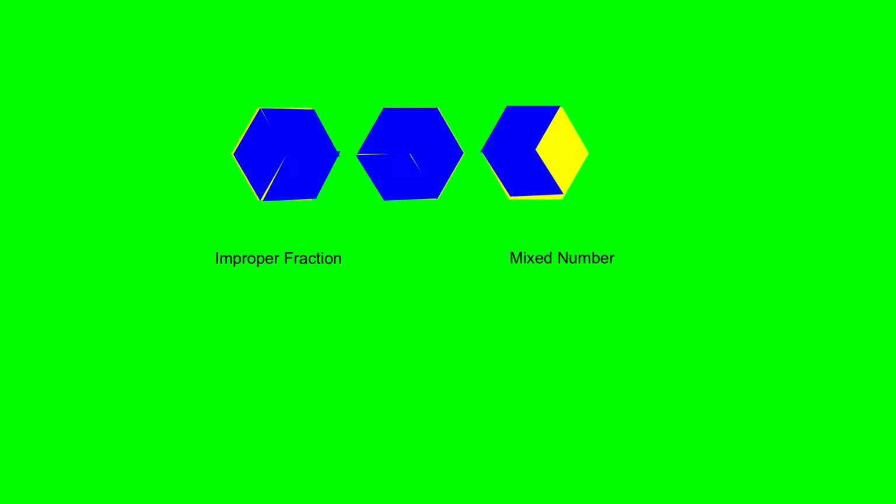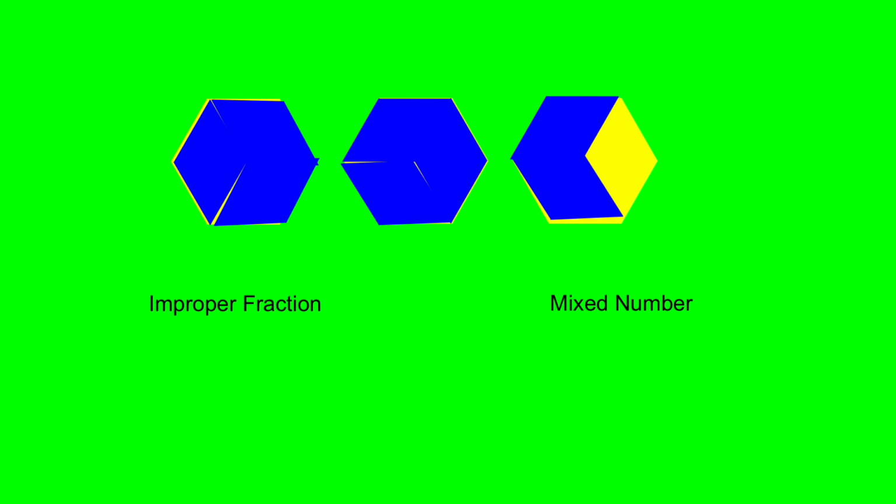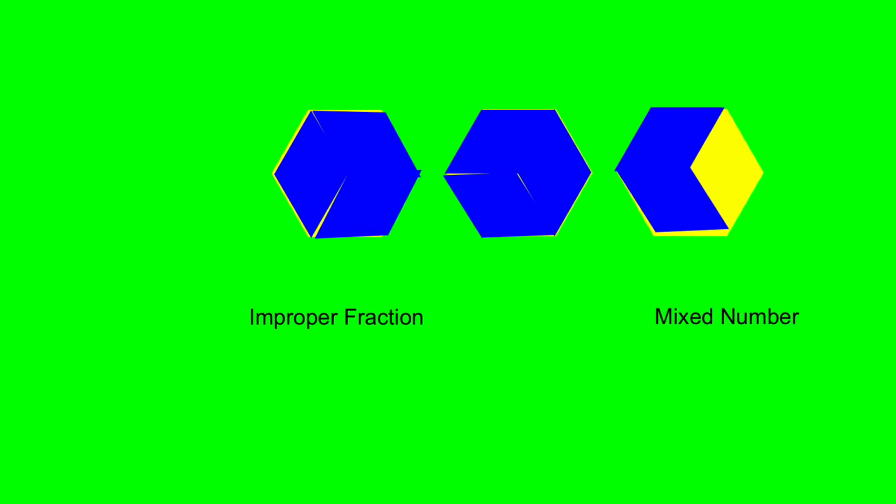And then we looked at another one. So the blue rhombuses. This picture is a whole, or 3 out of 3.